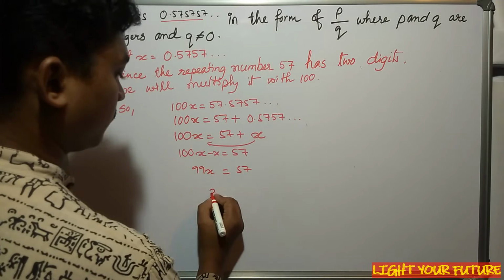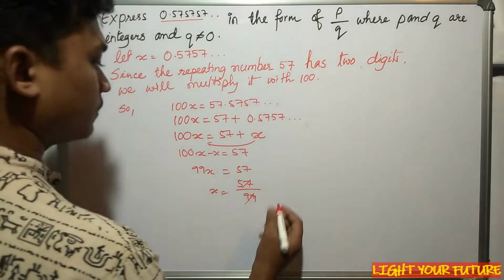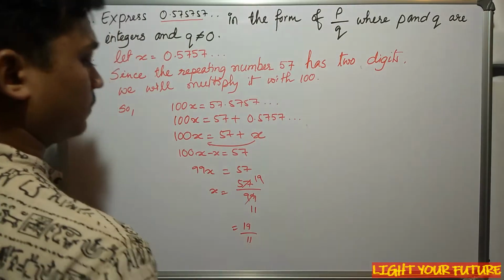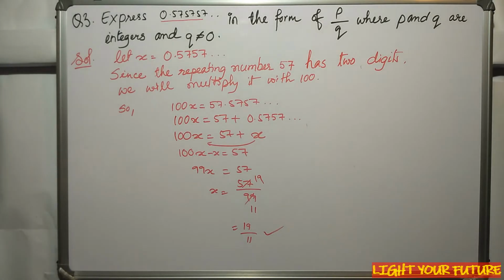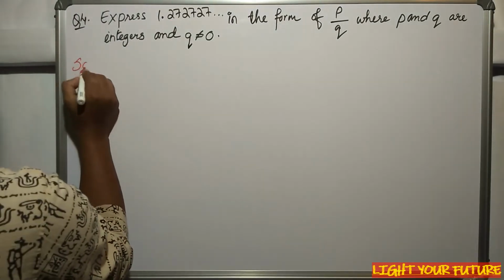Now x equals 57 by 99. Cutting it into its simpler form, we are getting 19 by 11. I hope you have understood this part. We will move on to our next question.